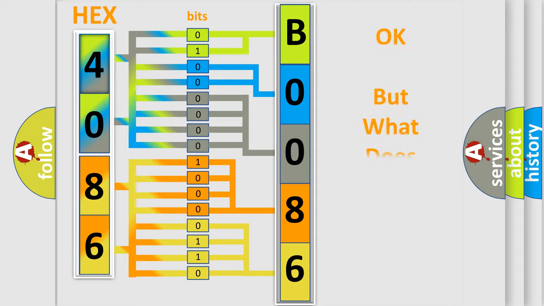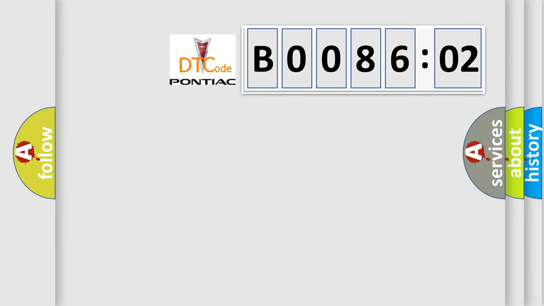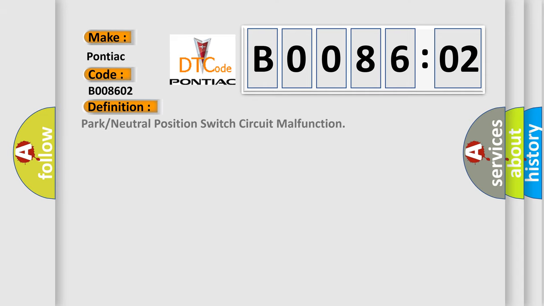The number itself does not make sense to us if we cannot assign information to what it actually expresses. So, what does the diagnostic trouble code B0086-02 specifically mean for Pontiac vehicles? The basic definition is park or neutral position switch circuit malfunction. And now this is a short description of this DTC code.